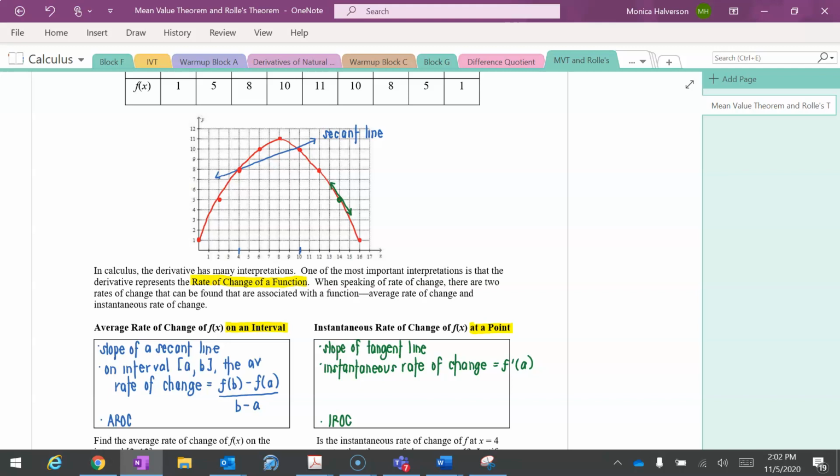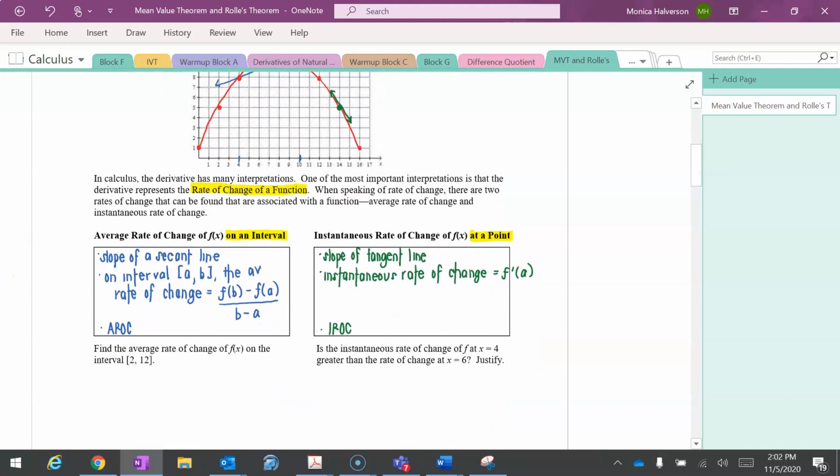So for example, here it says find the average rate of change of f of x on the interval 2, 12. Well, the average rate of change is going to follow the formula of f of 12 minus f of 2 all over 12 minus 2. If we looked at the table, f of 12 is 8, f of 2 is 5, and so we are going to get the average rate of change to be 3/10.